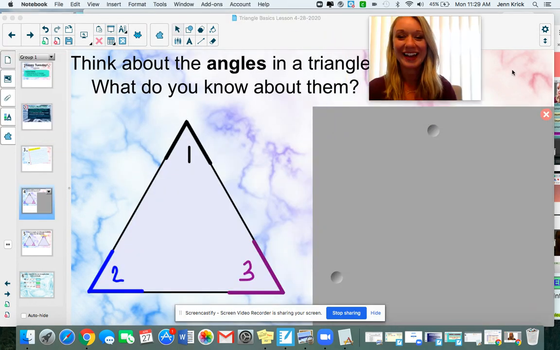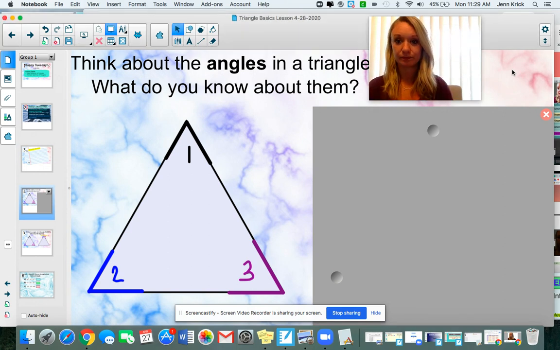All right, so when we're talking about the angles in a triangle, hopefully this is just review for you. We know that the three angles in a triangle add up to 180 degrees. That's your magic number for a triangle, 180 degrees.